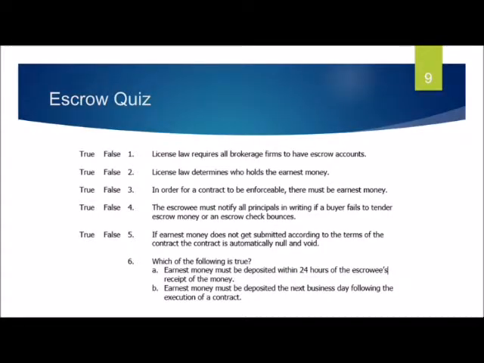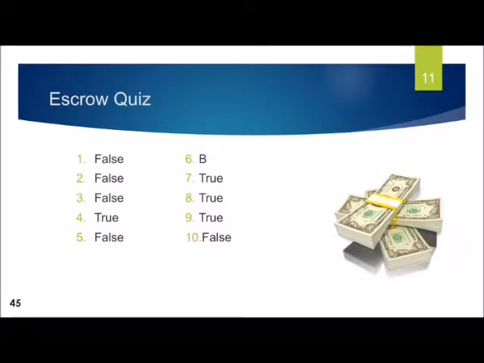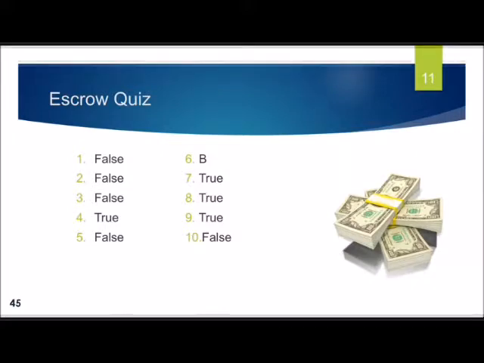Number 5 said, if earnest money does not get submitted according to the terms of the contract, it is automatically null and void. That's false. It's not automatically null and void. It is voidable, not voided. And there is a distinction there that needs to be made: if the buyer does not bring in his earnest money, it doesn't kill the contract because it's not there. It gives the seller the ability to kill the contract because the buyer is in default. So the difference between voided and voidable is a distinction that should be made, and this is a good example of the difference between the two.